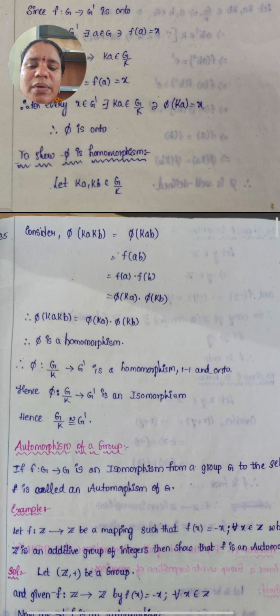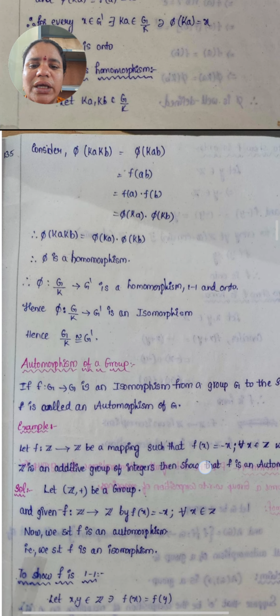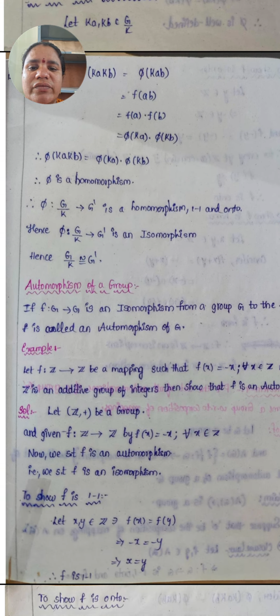Then phi is a homomorphism, that is, phi of Ka dot Kb is equal to phi of Ka dot phi of Kb. Therefore phi is a homomorphism. Therefore phi from G by K to G dash is a homomorphism, 1-1 and onto. Therefore phi from G by K to G dash is an isomorphism.